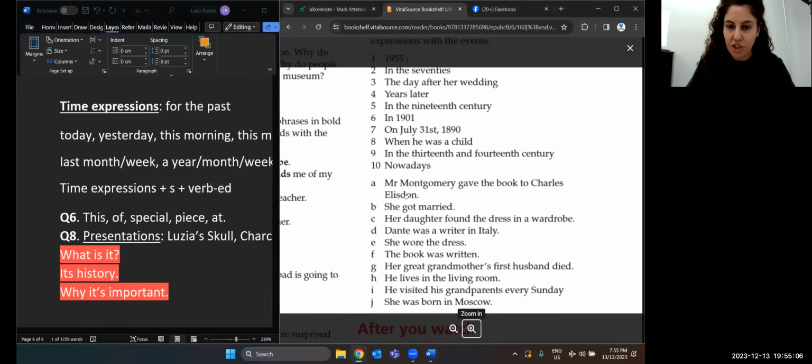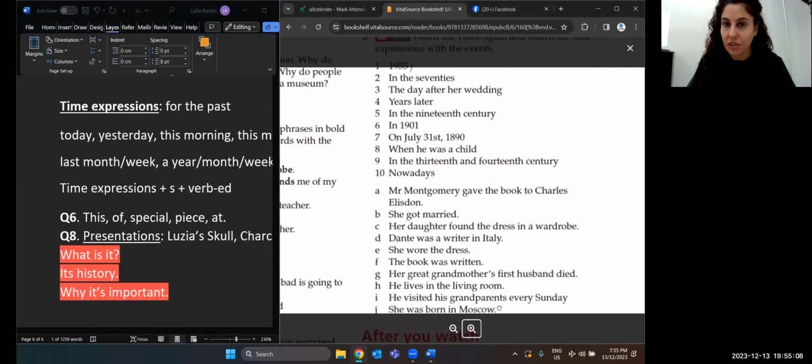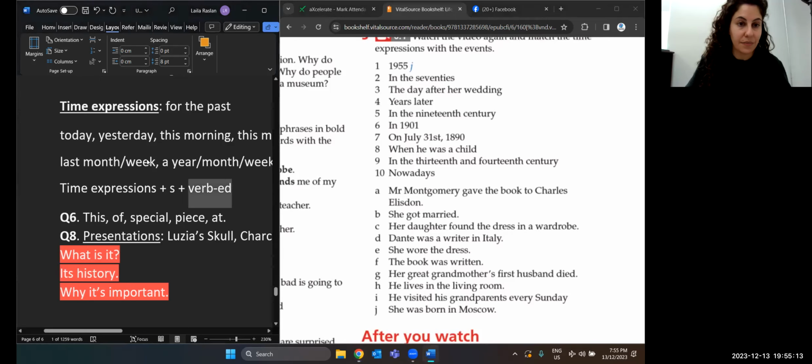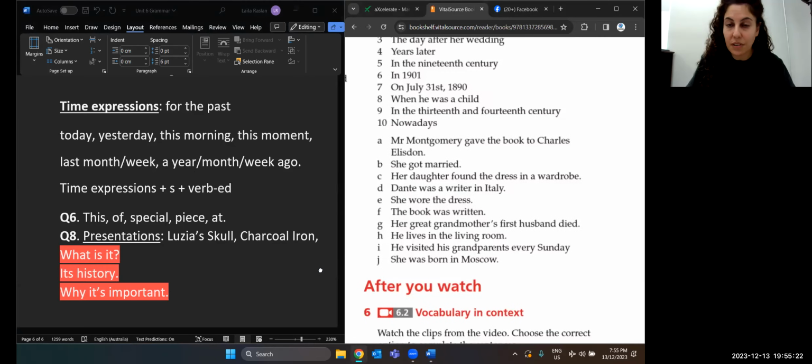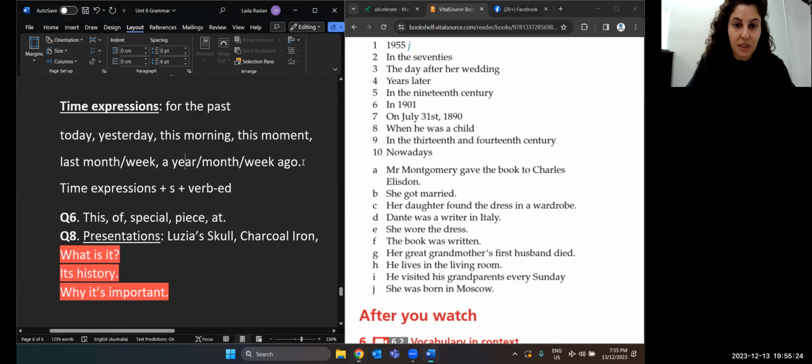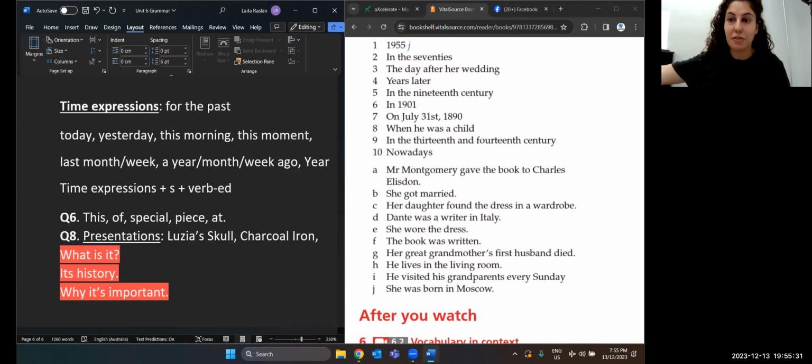1955 goes with J. She was born in Moscow. So we could say in 1955, because you could put the year, like in 1985, I was born. So you can start your sentence with the year. That's a time expression, as long as it's not a future year like 2024. You have to say in, and then the year.